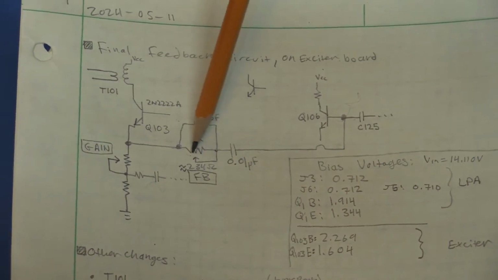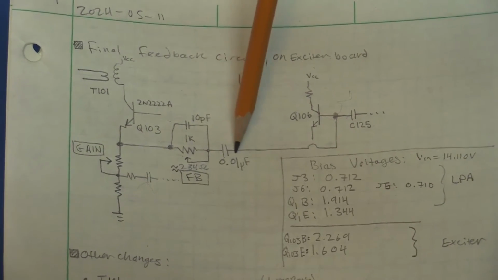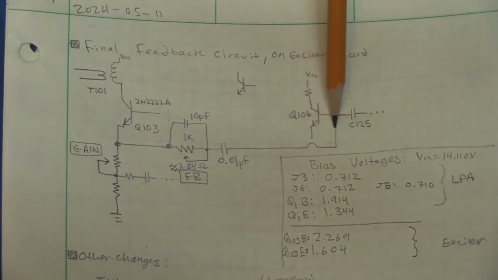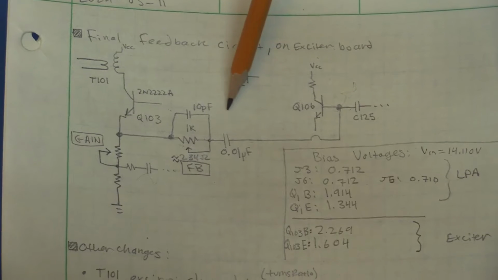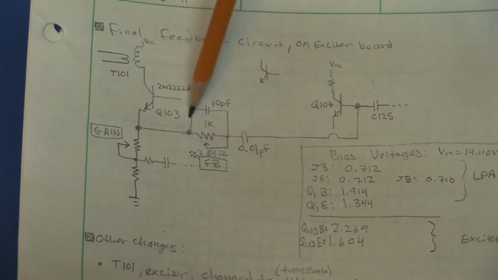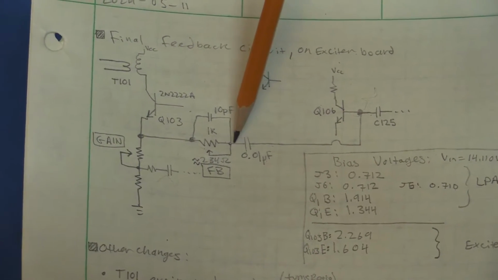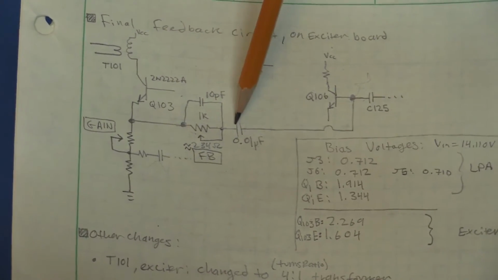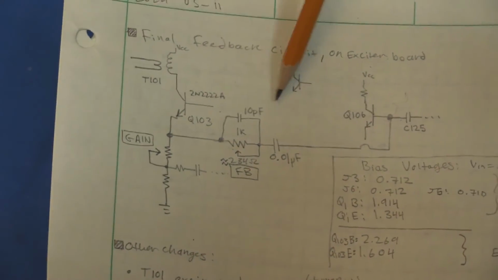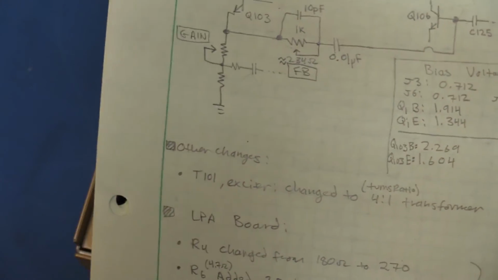There's a variable resistor, a DC blocking capacitor so that you don't unbias either side. And then I also found a very small capacitor across here prevents you from having high gain at frequencies you just don't have any business amplifying with this circuit.